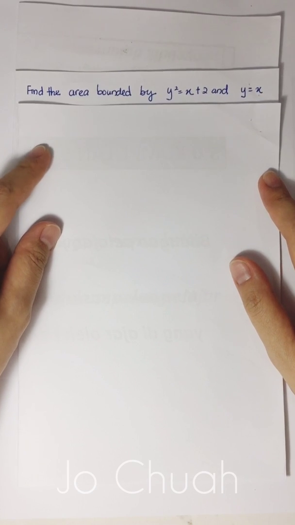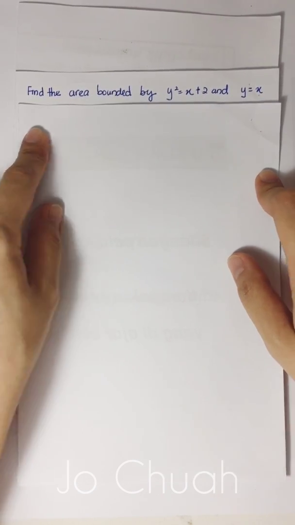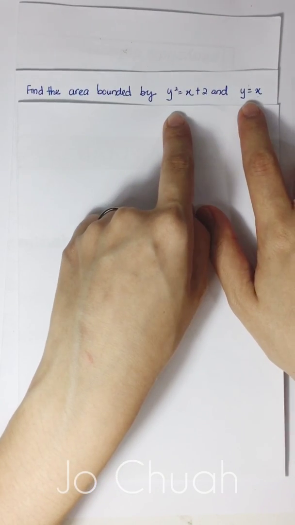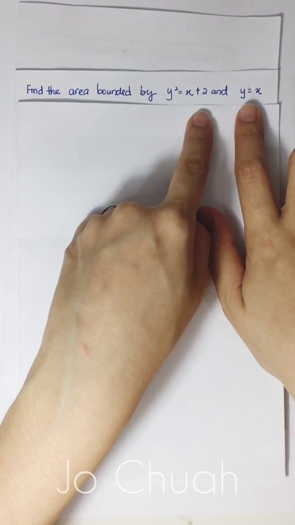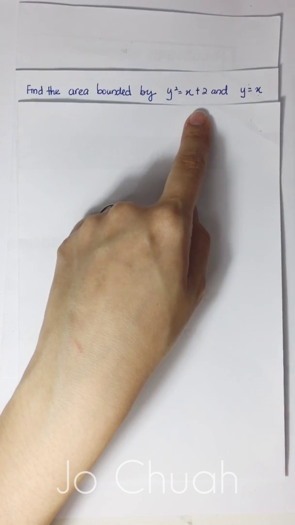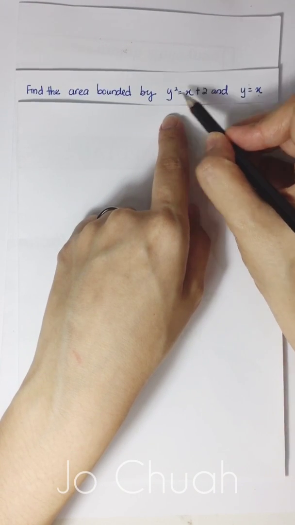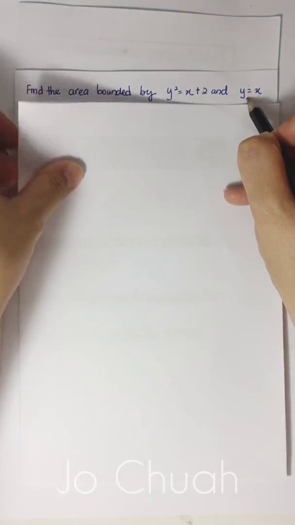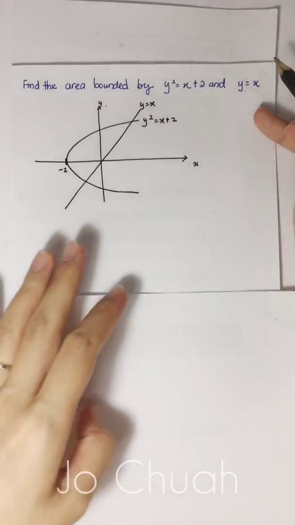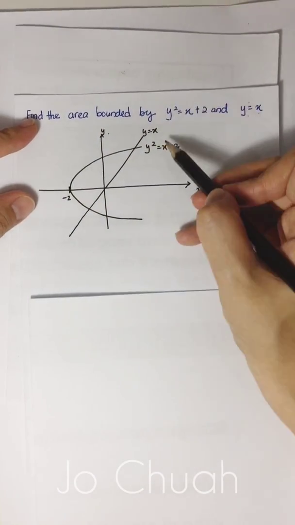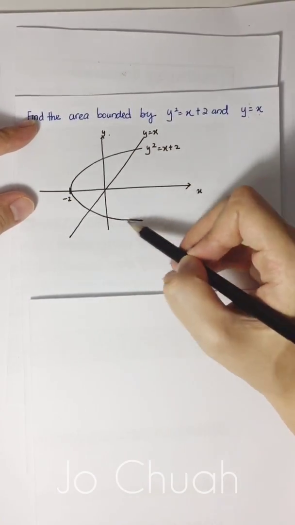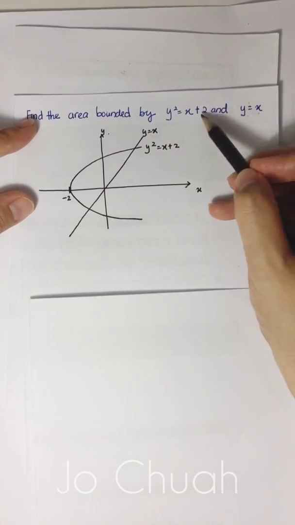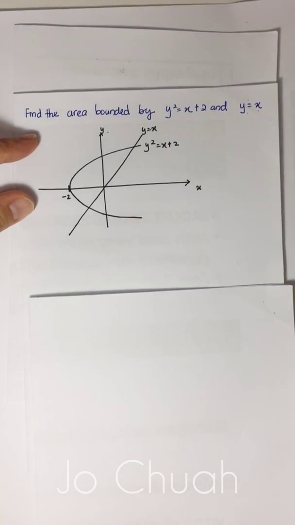Okay, so we're going to continue with another example which involves two curves. So find the area bounded by this curve and this line or curve. So the first thing you need to know is how to sketch these two diagrams in order to get a better picture. Okay, so after I sketch it, this is what you have. This is for the curve y squared equals x plus 2, and this is for the line. So the area bounded is actually this one.